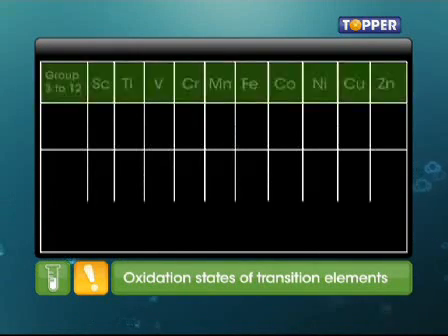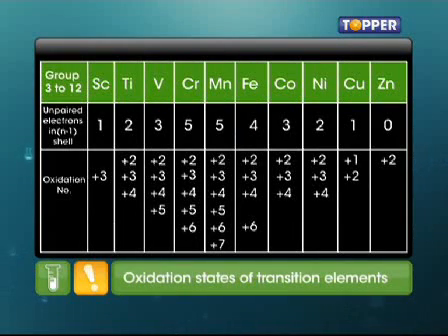Let us now take a look at a table with electronic configuration of transition elements. Please take note of the oxidation numbers, as they will come handy in working out the formulae of the stable compounds formed by these elements.